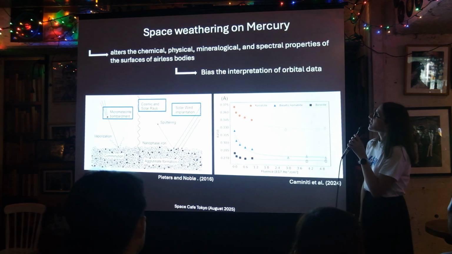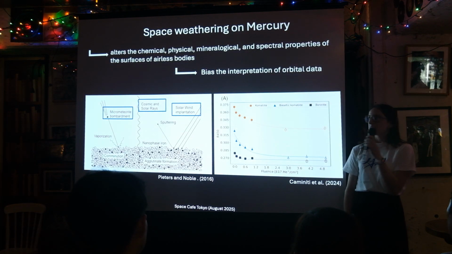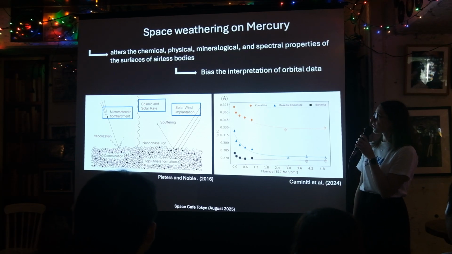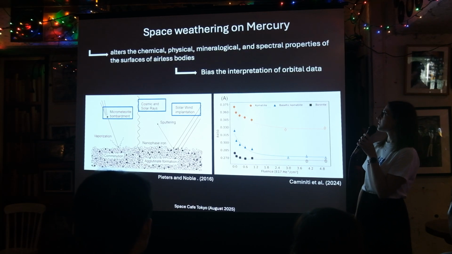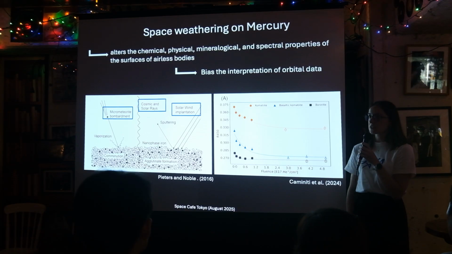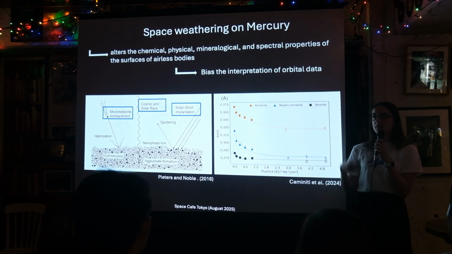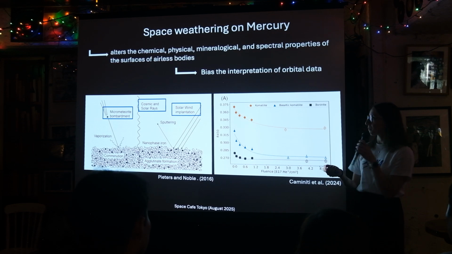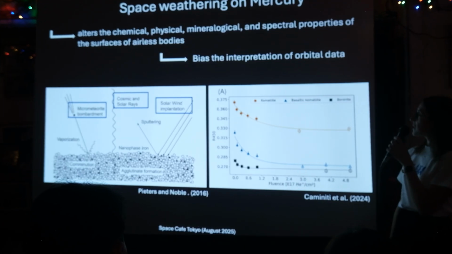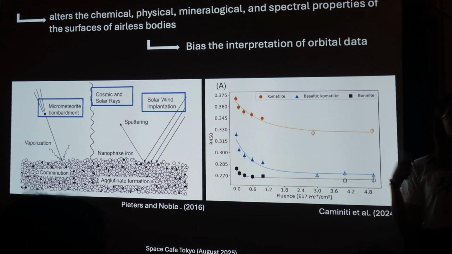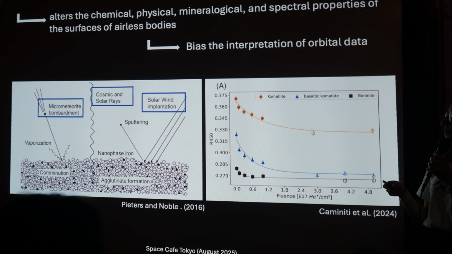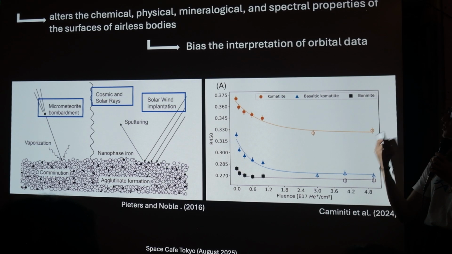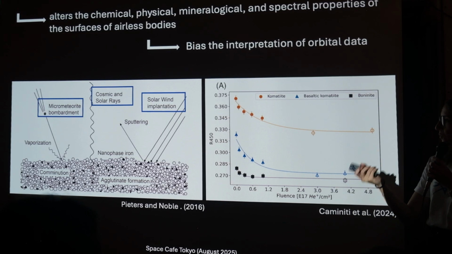So we call this phenomenon space weathering. It's a process which alters the chemical, physical, mineralogical, and spectral property of the surface of airless bodies, so any body with no dense atmosphere, like Earth, for example. And this biases the interpretation of our orbital data. So space weathering, as I mentioned, is micrometeorite bombardment, solar wind, cosmic and solar rays.